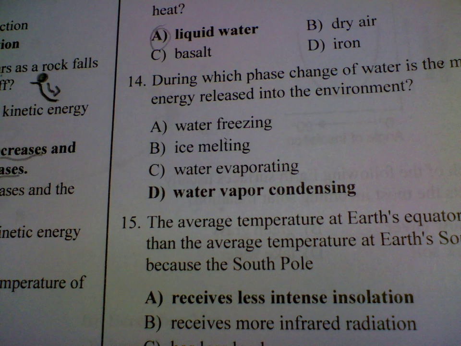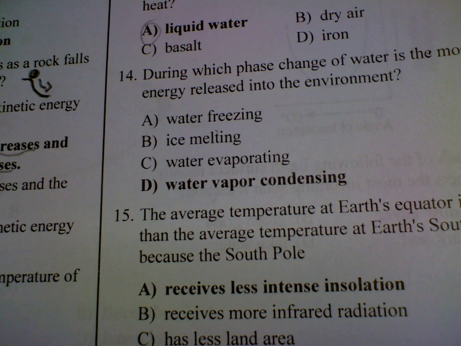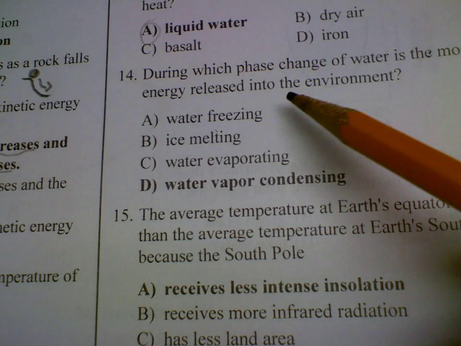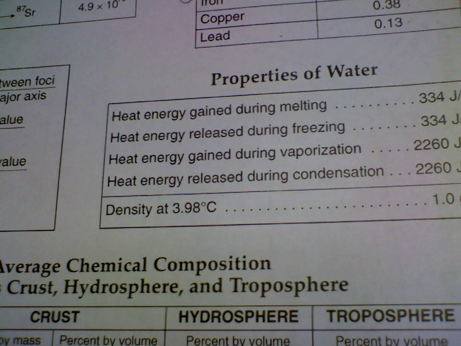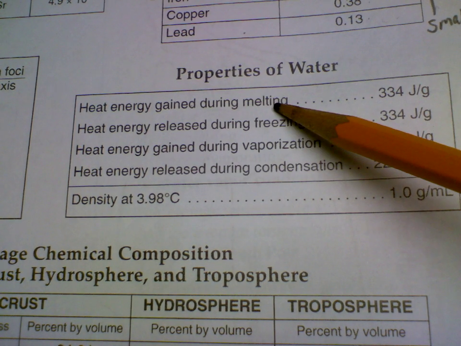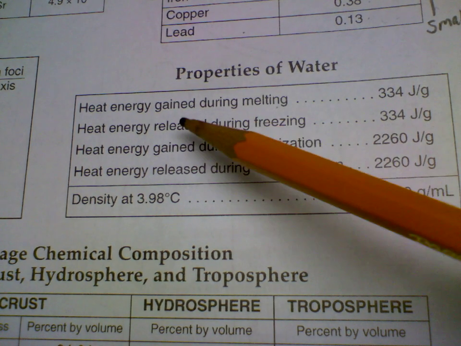During which phase change of water is the most energy released into the environment? When they start talking about phase changes, and they're talking about whether energy is gained or lost, we're going to go to page 1 of the reference table, just under specific heat, and see which phase change is the most energy released into the environment. And they kind of make this easy for you. Look, heat energy gained, melting. So we're looking for heat energy to be released.